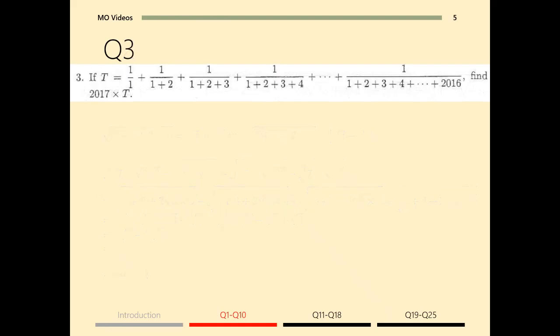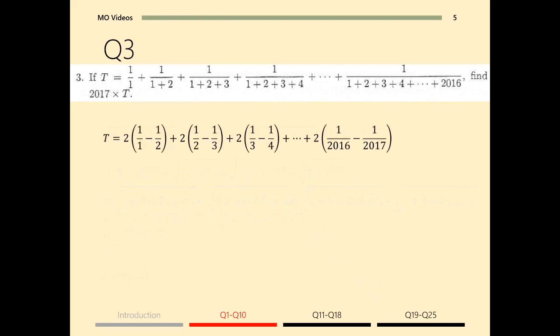Next question. Again, pause the video if needed. We express each fraction as the difference between two fractions, which all have to be multiplied by a factor of 2 in order to equate to the original fractions. Cancel out opposing terms, so we only have 2 times 1 minus 1 over 2017, which is 2 times 2016 over 2017. Multiplying this by 2017 removes the denominator of 2017, so we have 2 times 2016, which is 4032.